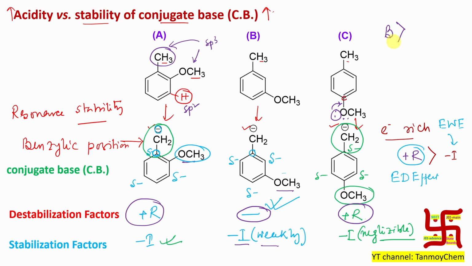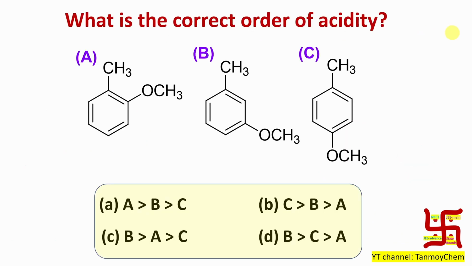The second position will go to obviously option A. Why? Because in this case the stabilizing factor minus I also works. But if you look at the stabilizing factor in case of this para isomer, it is negligible. So compared to para, ortho is more stable. So B greater than A, and obviously the last option remains C. So this is the order for the acidity. So B, A, C. So option C is the right answer.